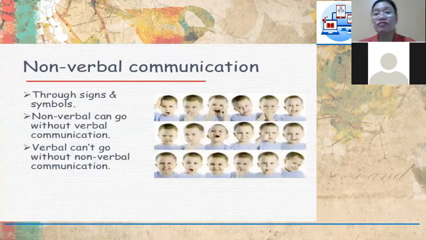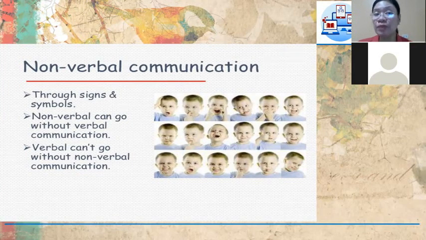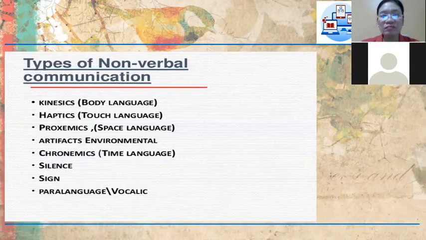Now, how about nonverbal communication? What is nonverbal communication? It is the opposite of verbal communication, because here we make use of signs and symbols. So nonverbal can go without verbal communication, and verbal can't go without nonverbal communication.